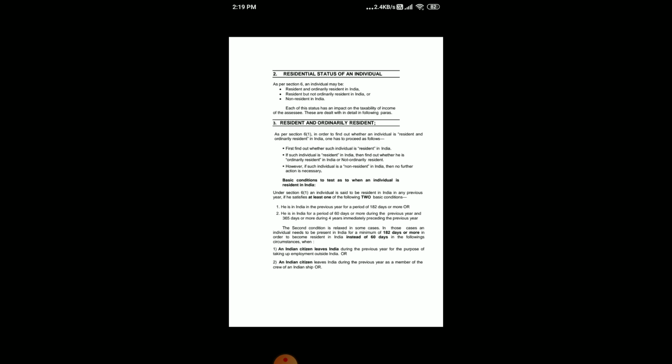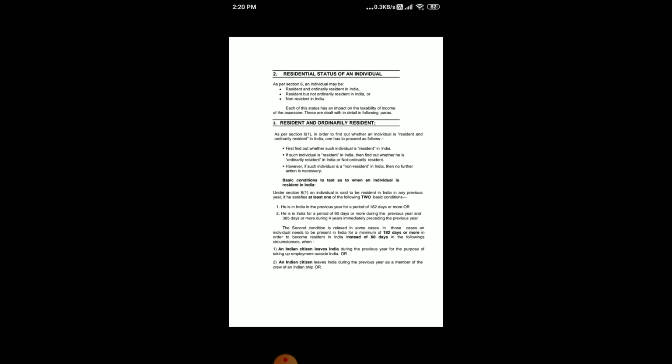The second condition is relaxed in some cases. In those cases, an individual needs to be present in India for a minimum of 182 days or more in order to become a resident in India, instead of 60 days, in the following circumstances. In some exceptional cases, a relaxation of the second condition has been given, right? What are those exceptional cases?